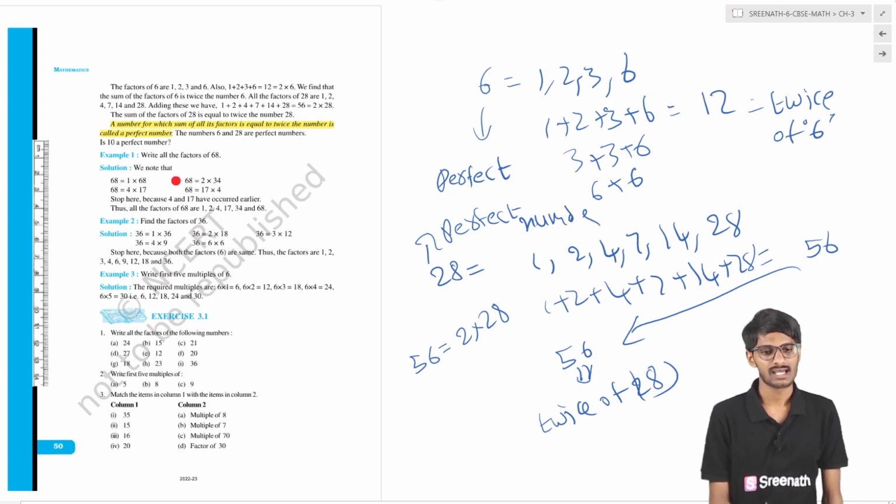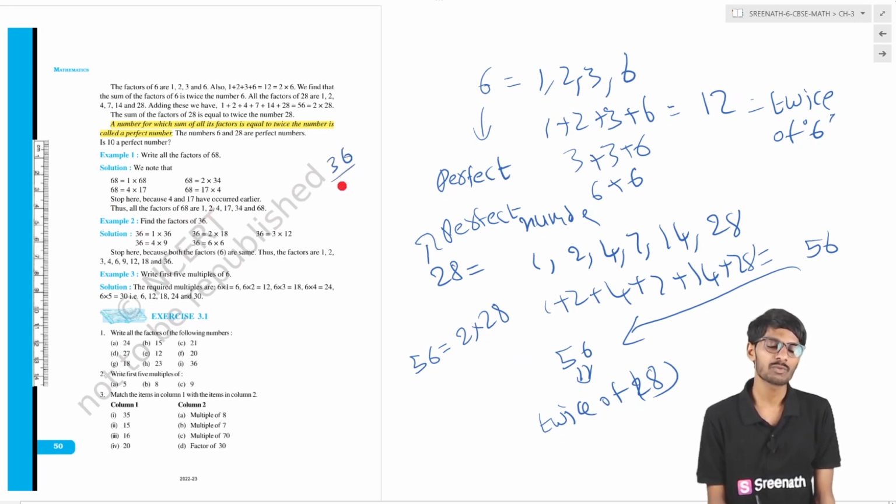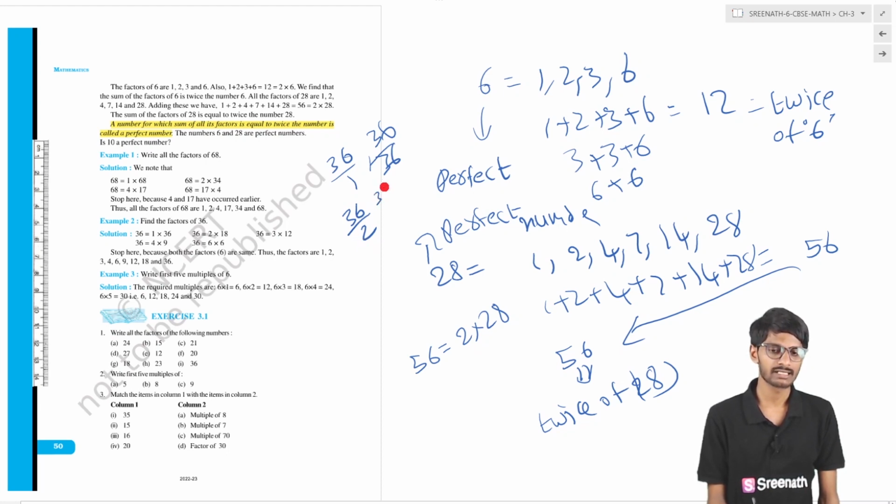That's it students. And here there is a question: find the factors of 36. So we have to write the factors of 36. By which numbers can we divide 36? We can easily divide with 1, so 1 is a factor, and we can also divide it by 36 itself, so 36 is also a factor. We can also divide it with 2, so 2 is a factor, and we can divide it with 3 also, so 3 is also a factor.